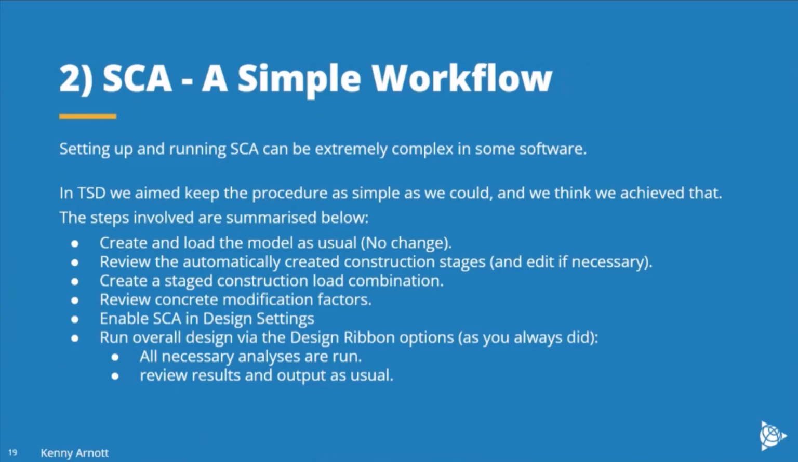So you create and load a model as you would normally do. There's no change. As you do that, we automatically create a series of construction stages, and you'll need to review those. You'll need to add a construction stage load combination. So this is a combination that describes the amount of load that will apply during each of those construction stages.